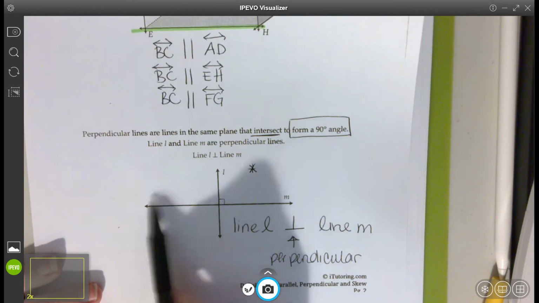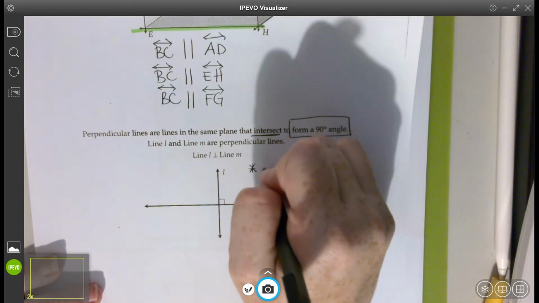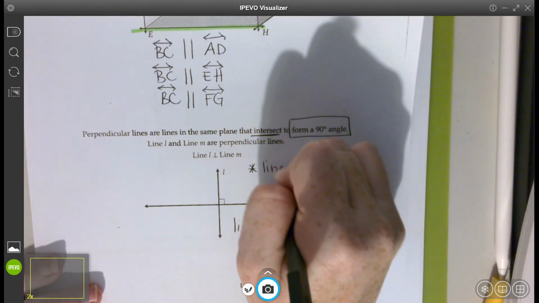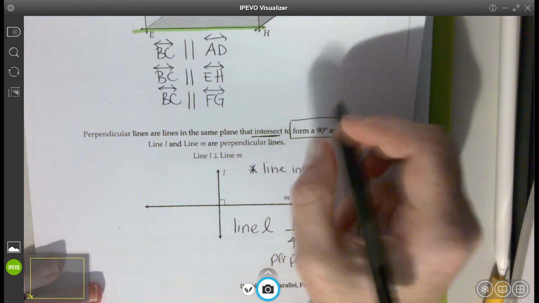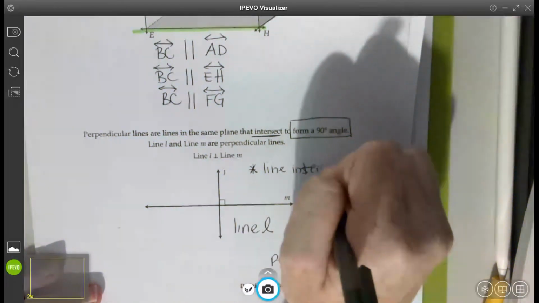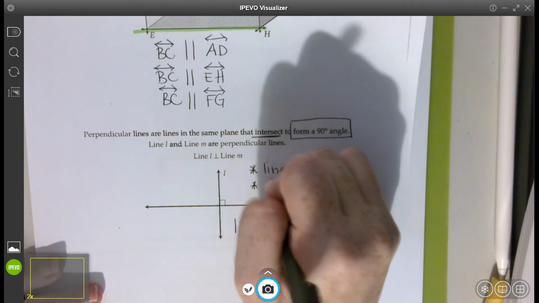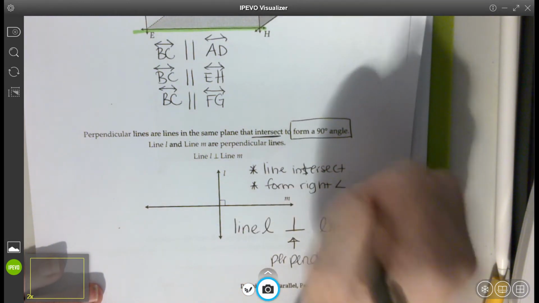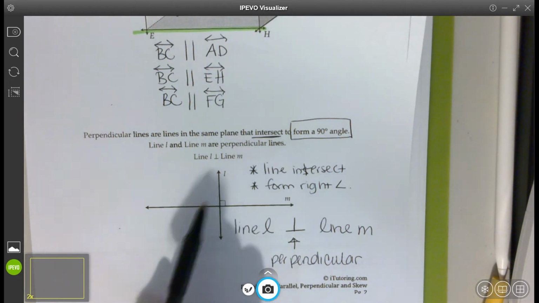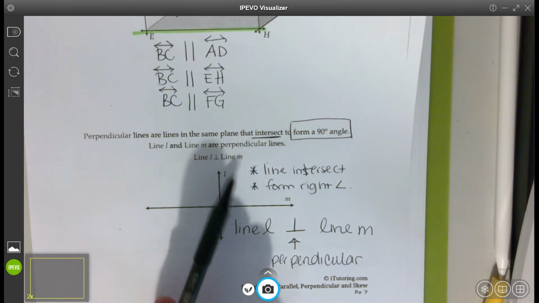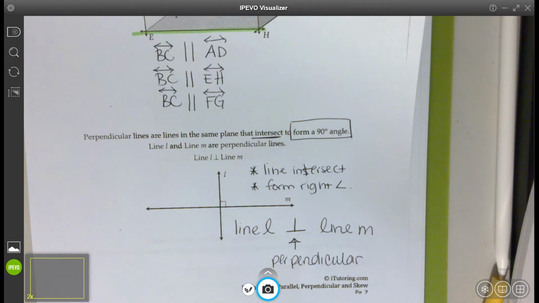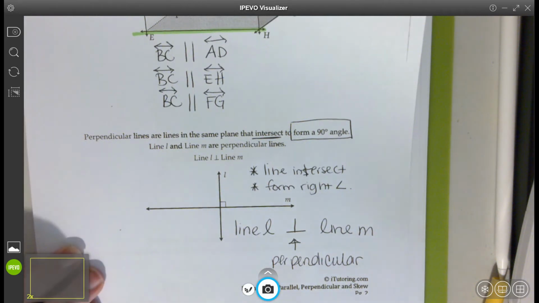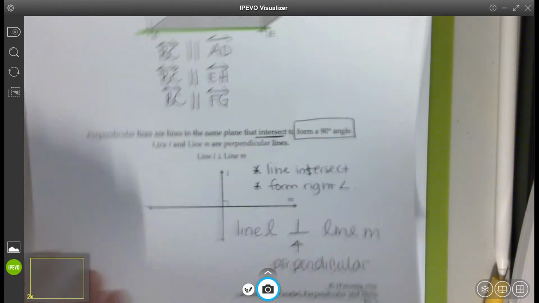And when we have our perpendicular lines, remember, we know that they do intersect, so lines intersect and form a right angle. So here they're showing us that we have the right angle, so automatically I know I have a pair of perpendicular lines. So it's something that goes hand in hand. All right, so we're going to apply this in our next example of identifying perpendicular lines.